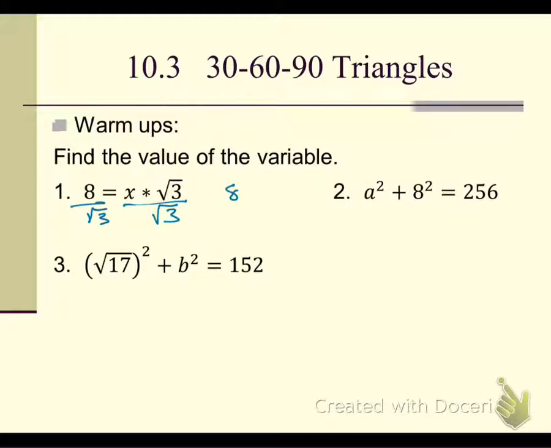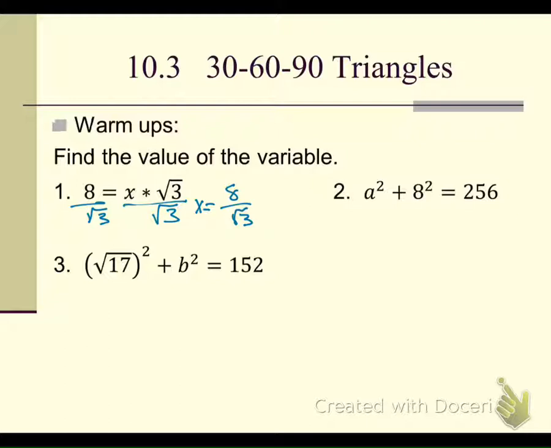We end up with 8 over the square root of 3 equals x. I'd actually like to rewrite that. I want to put the x on the other side. X equals. But we see we have a radical in the denominator. So in your Algebra 1 class, you probably remember learning about how you cannot have radicals in the denominator.